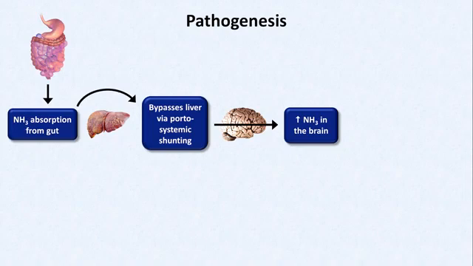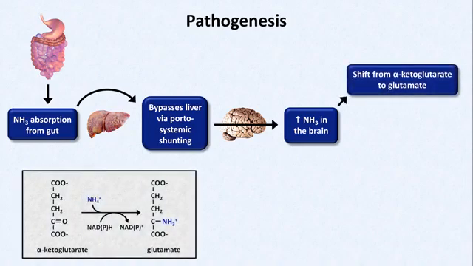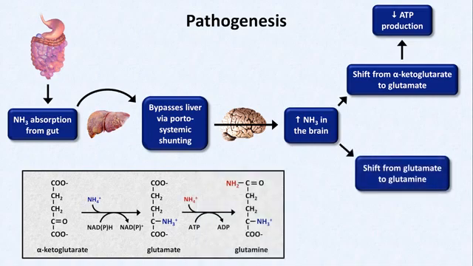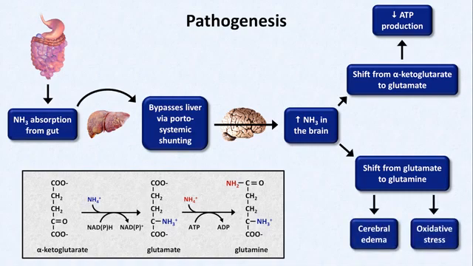This shifts the equilibrium in two critical enzyme-mediated reactions. First, it shifts the balance between the citric acid cycle intermediate alpha-ketoglutarate and the neurotransmitter glutamate towards the latter. Among other things, this results in a decrease in cellular oxidation and ATP production. The second reaction is one in which glutamate and ammonia are converted to the amino acid glutamine, specifically within astrocytes. For complex reasons, this results in cerebral edema and oxidative stress.